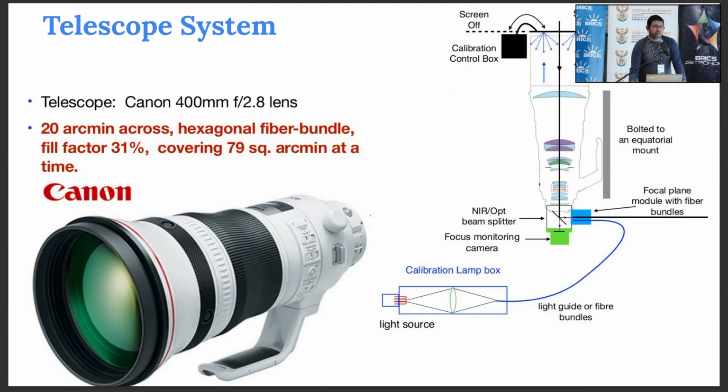For the telescope, as I said, the telescope is basically a Canon lens, a 400 millimeter f/2.8 lens. But the fact that we're putting 547 fibers behind it is going to actually cover 79 square arcminutes. So it's going to be a really big footprint on sky.